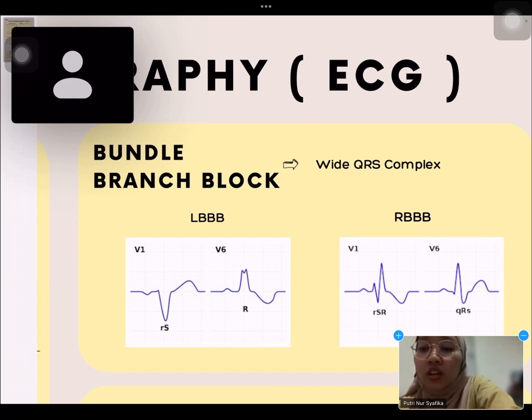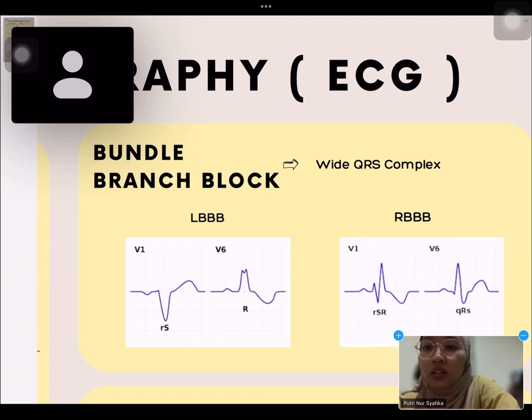Bundle branches come from the bundle of His. It is divided into right and left bundle branches. The left bundle branch divides into septal, anterior, and also posterior fascicles, while the right bundle branch has no branches; it is not divided into smaller branches. For bundle branch block, we refer to the QRS complex, which will be more than 0.12, which is a wide QRS complex.